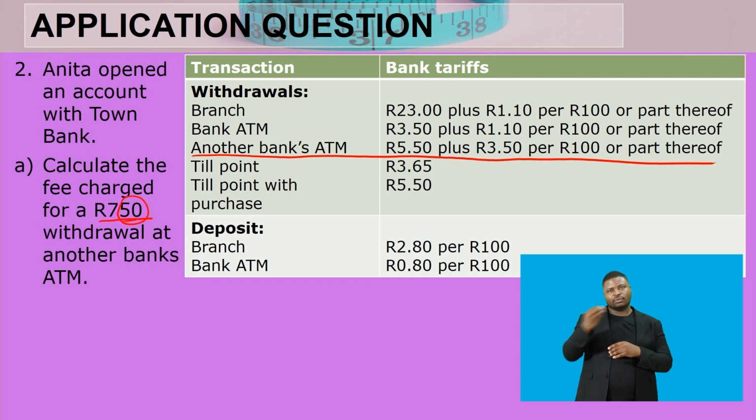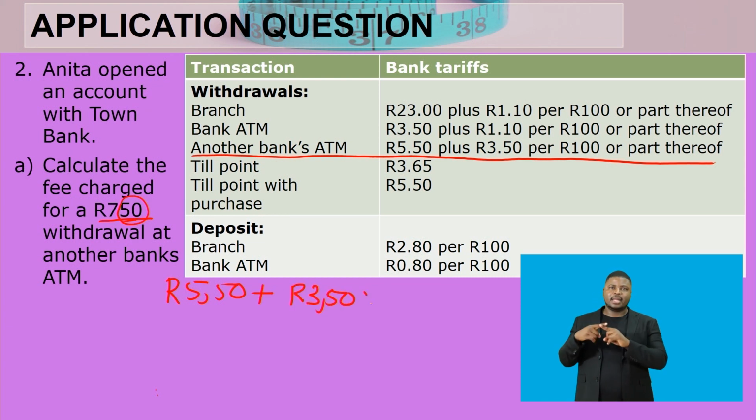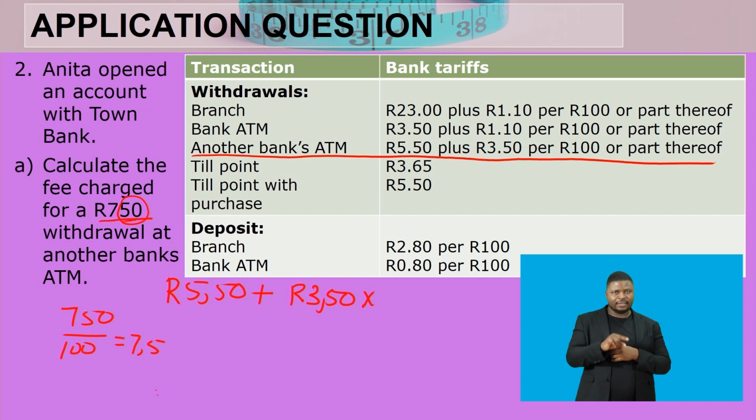Now we can use our formula. So we can say 5 rand 50 cent plus 3 rand 50 multiplied by the number of 100 rand. We say there are 8 because when you say 750 divided by 100, you get 7.5, of which the 50 rand should be treated like 100 rand. So it amounts to 800 rands. So multiplied by 8.